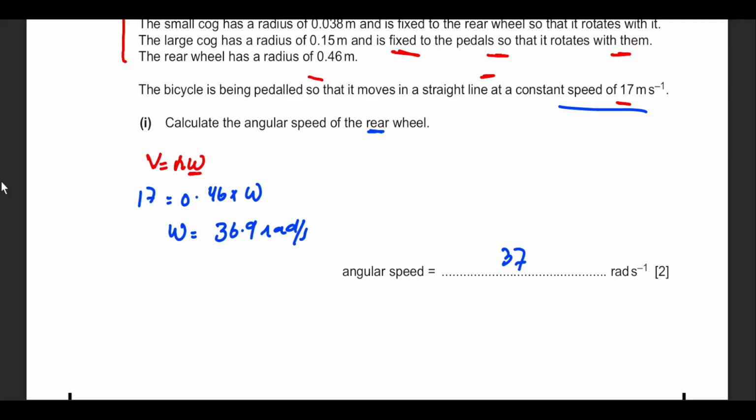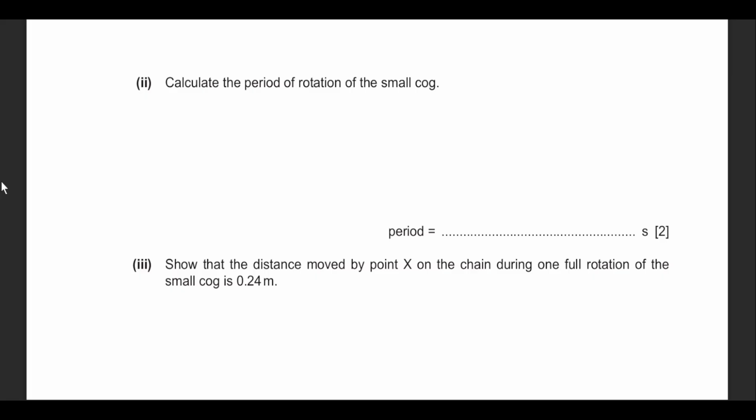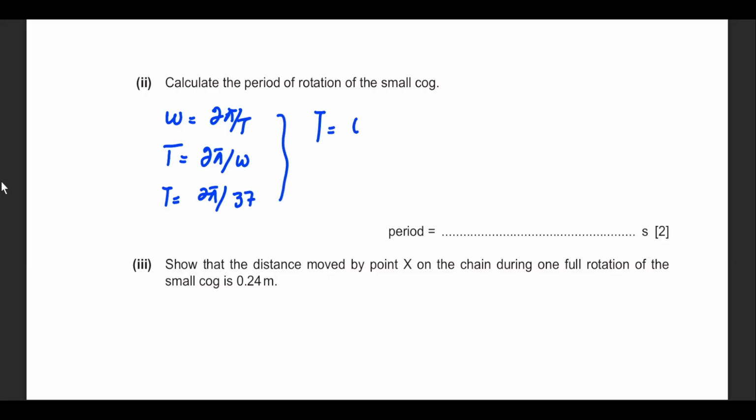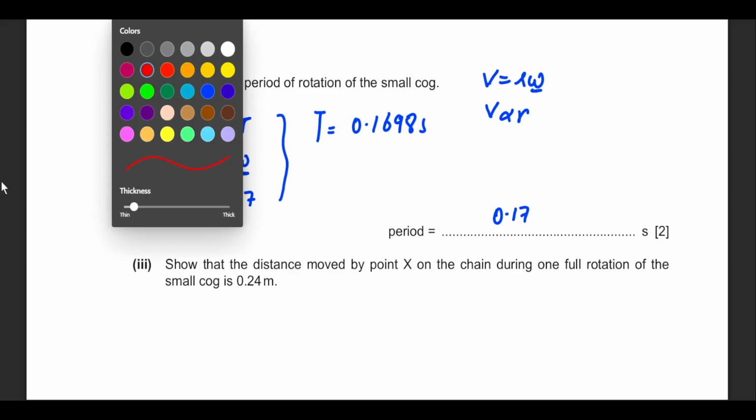Then we have next question as part 2. Calculate the period of rotation of the small cog. Now this will be omega equals 2 pi by T. With T being the subject of the formula, this is going to be 2 pi divided by omega. T equals 2 pi divided by 37. This T is going to become 0.1698 seconds, which becomes 0.17 seconds. And the assumption is that the angular speed is constant because we have V equals R omega. If this is constant, then V is proportional to R for the same system.